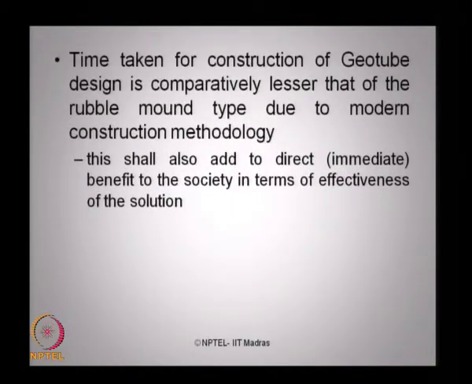Further, if you look at the period of construction taken, the time taken for construction of geotube design is comparatively lesser than that of the rubble mound type due to modern construction methodologies. This should also add to the direct benefit to the society, because we can construct such embankments in a shorter period of time, which can again benefit the society in a short period of effectiveness.